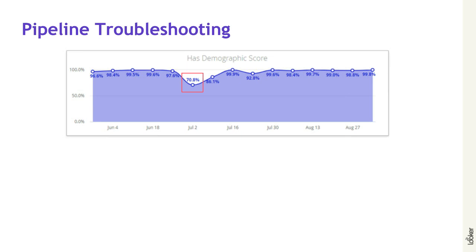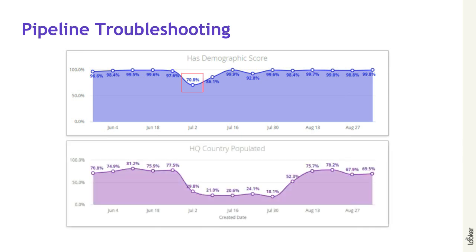Then we need to understand why a problem is happening. So we start to look at some of those other charts that were on the dashboard to get a little bit more context. If we combine this first chart with the demographic score with another chart that shows how many leads were enriched with headquarter country, we can start getting a clear picture. And as it turned out, that particular week, our data enrichment service started getting errors. And with the country missing, we weren't able to score some of the leads.